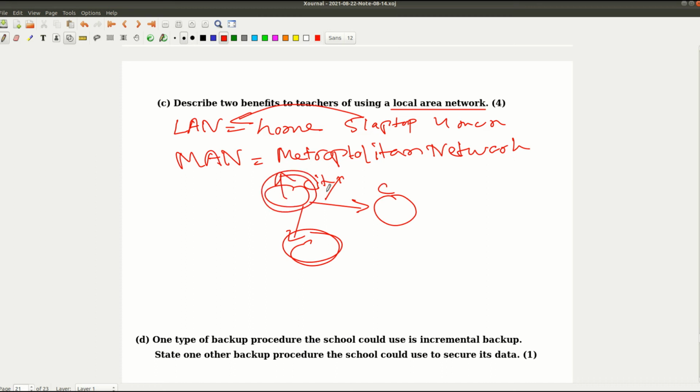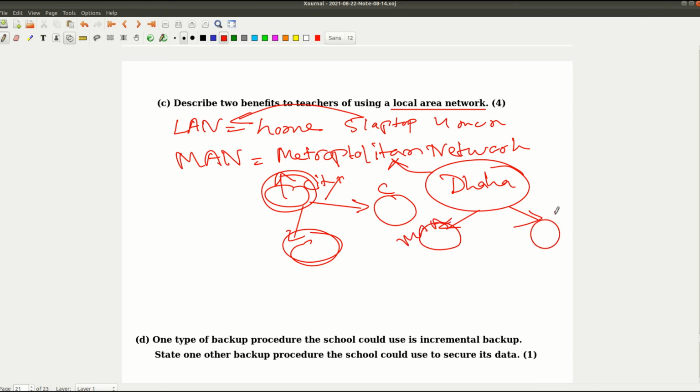Okay, like if you are living in Dhaka, and whole Dhaka has this network, or maybe inside Dhaka they have different types of places, right? So one place is using one MAN, another is using another type of MAN. I think they have a different address.